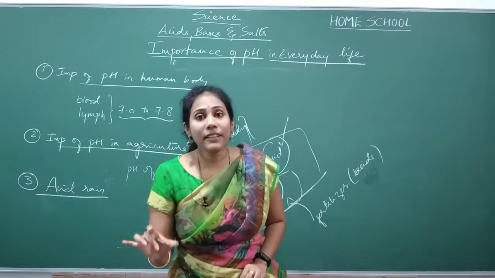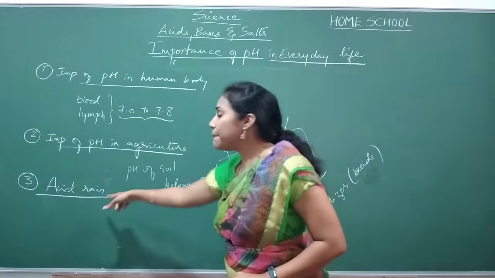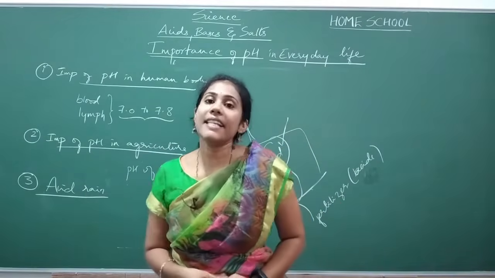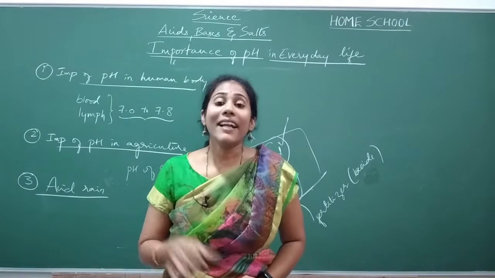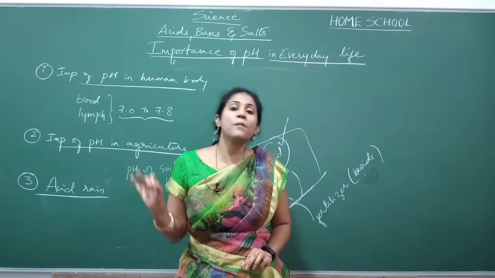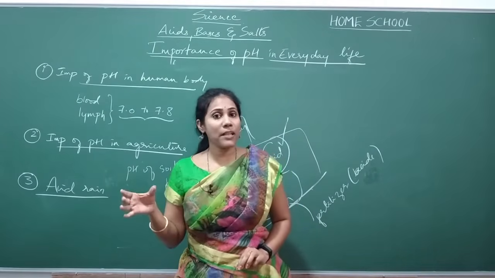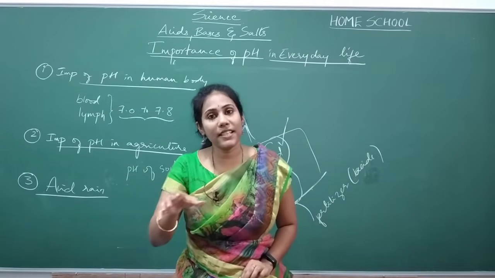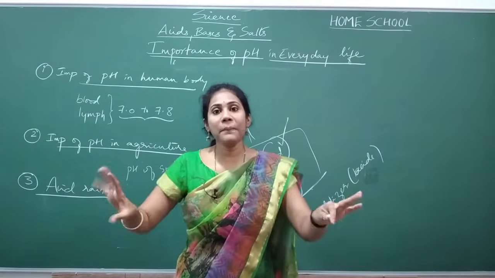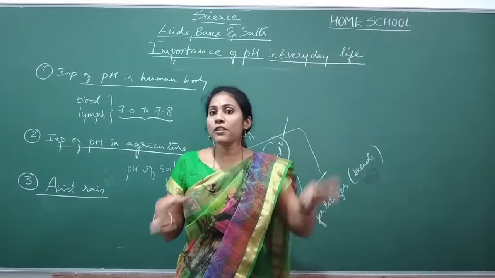But if the rainwater's pH falls below 5.6, then such a rain we will call acid rain. And acid rain is very, very dangerous for mankind. It will spoil all the monuments present in a country, for example the Taj Mahal. Nowadays its charm is changing, its shine is changing. It's all because of pollution.